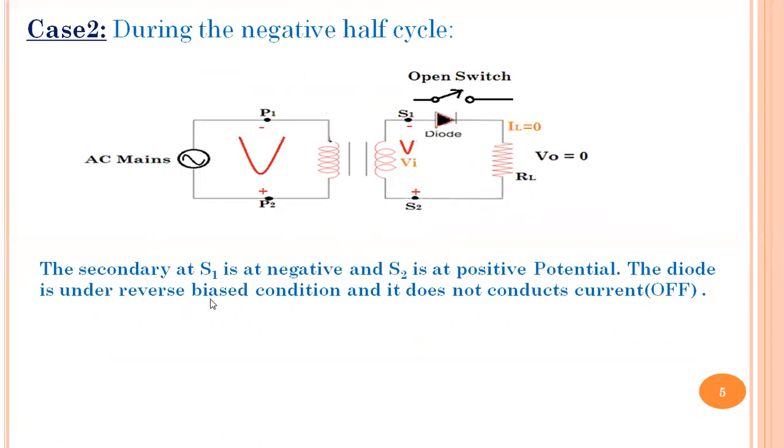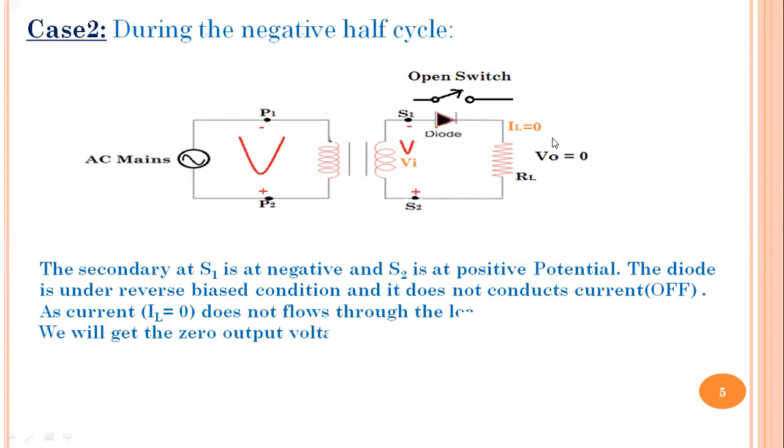Therefore, the diode is under reverse biased condition. Because of reverse bias, as you have already learned, the diode behaves like an off device. Current will not flow through it. Current remains zero. Conduction of current is not possible since it behaves like an open switch. So the current through the diode, that means the current through the load, also equals zero. As a result, we will get zero output across the load. Thus, the negative half cycle will be blocked, and correspondingly the output remains zero. Because current is zero, IL into RL equals zero.